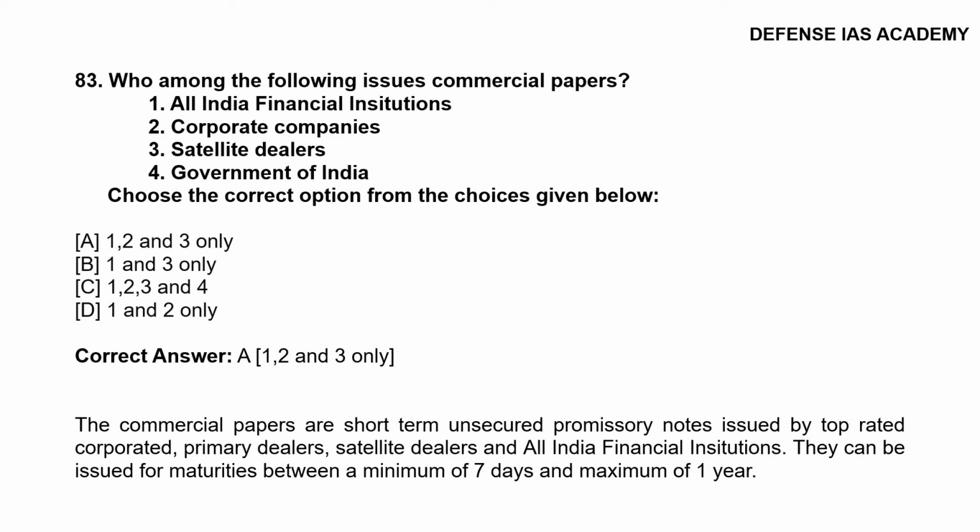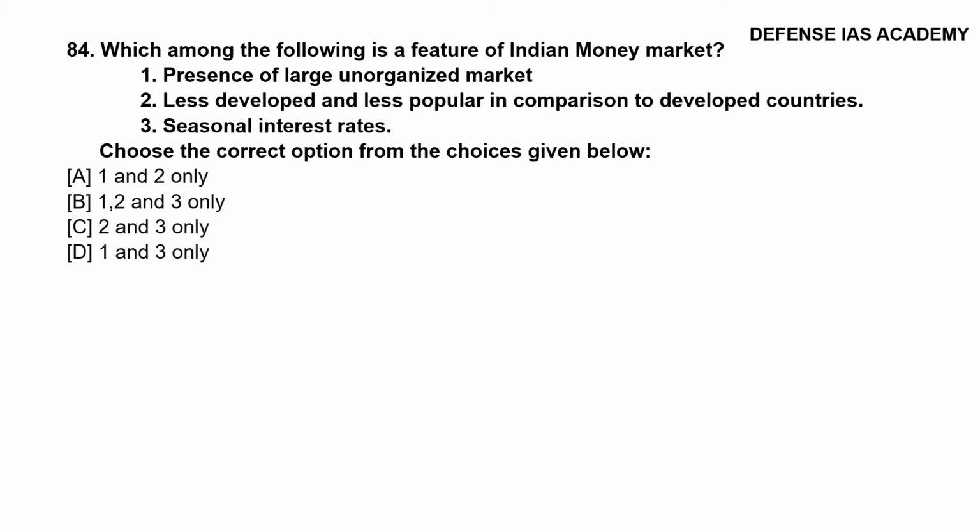Question number 84. Which among the following is a feature of Indian money market? 1. Presence of large unorganized market. 2. Less developed and less popular in comparison to developed countries. 3. Seasonal interest rates. Choose the correct option from the choices given below. The correct answer is option B, 1, 2 and 3 only.